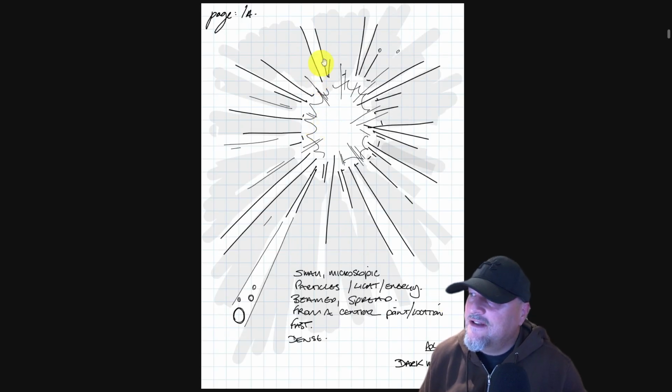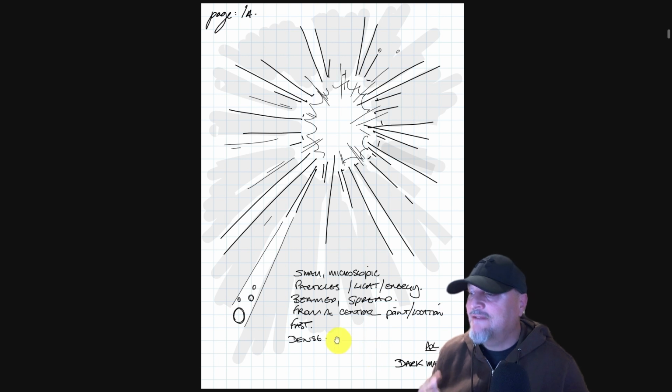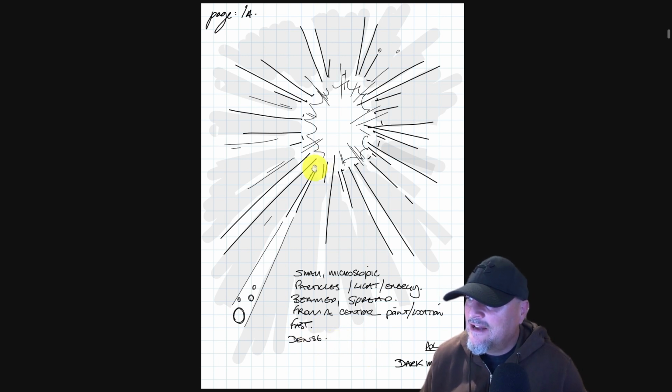Here's my description of this on the next page. So here's a nice sketch that I did here. Felt like there's this explosion going out, radiating out in every direction. But I also had these small microscopic particles, and this felt like it was light energy that was being beamed and spread from a central point or location. It felt fast and it felt dense. I felt like these little objects were actually moving within this light field. And this felt very much like exotic energy or dark matter.